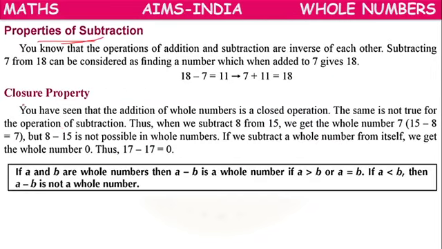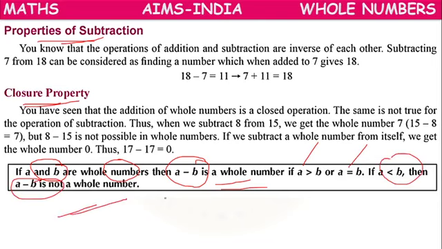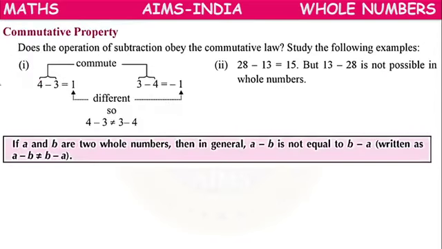Properties of subtraction: closure property. If A, B are two whole numbers, then A minus B is a whole number if A is greater than B. But if A is less than B, it is not a whole number. So in all cases it is not possible. So difference does not follow the closure property under subtraction.